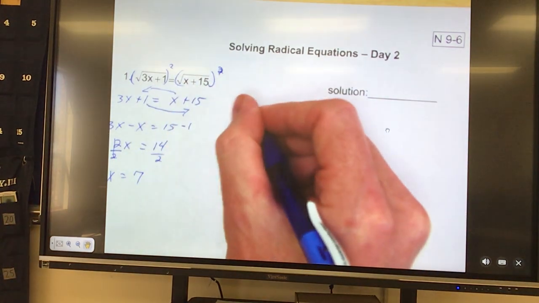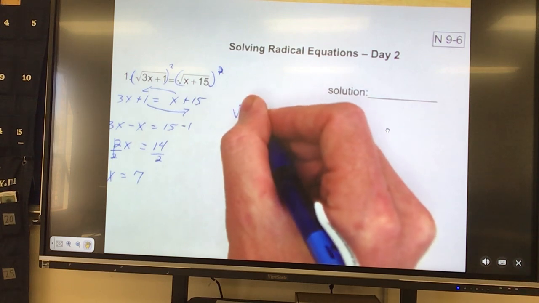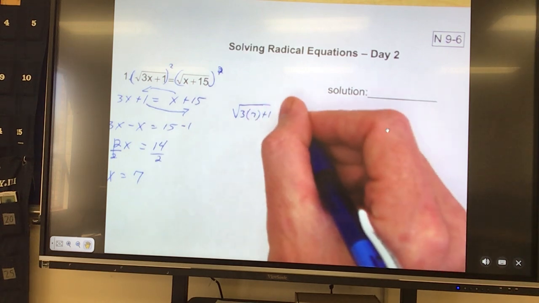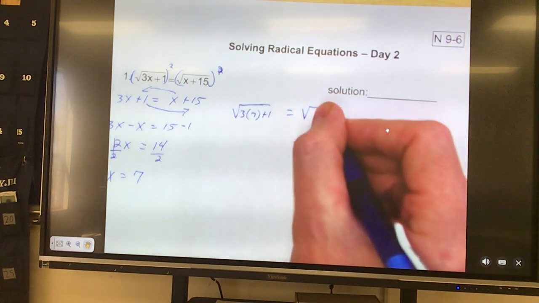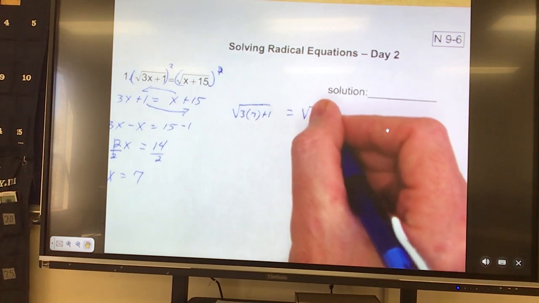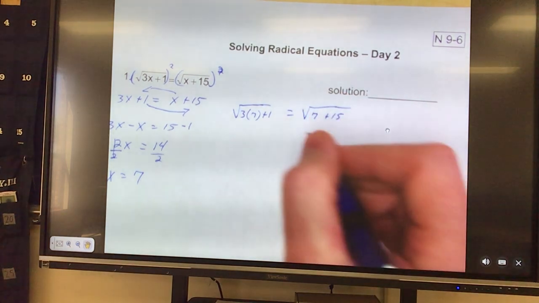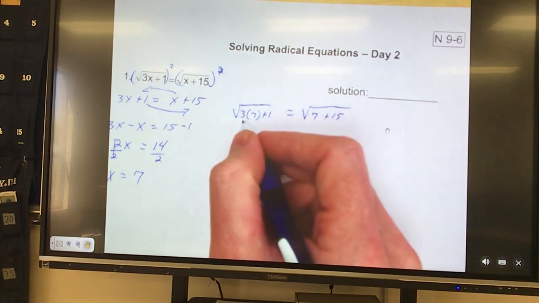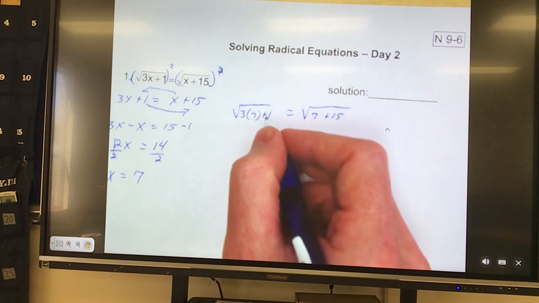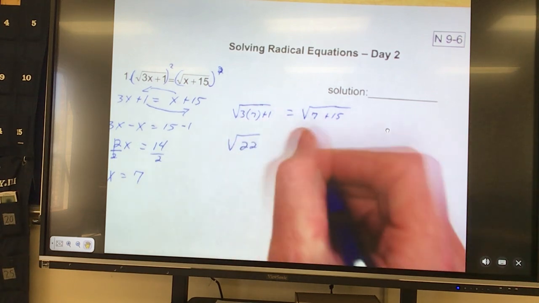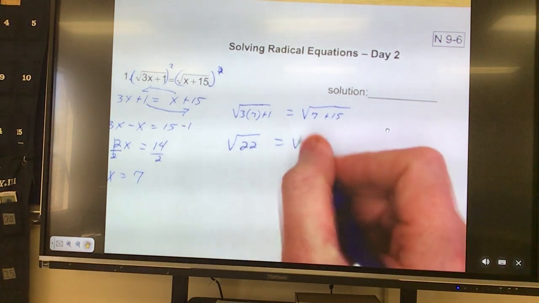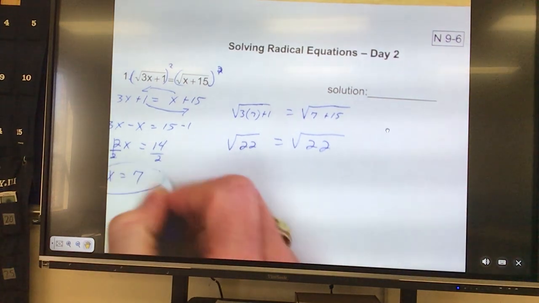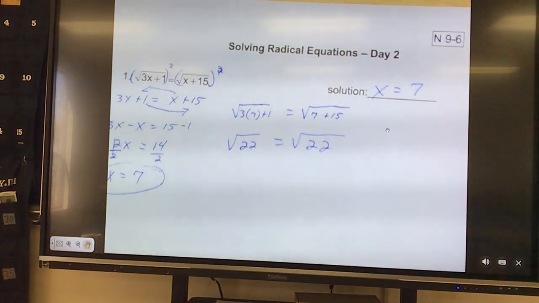So we're going to start with our original equation. 3 times x, which our x was 7, plus 1. And we want that to equal whatever is underneath the square root on this one, which is x, which is 7 plus 15. We can either use our calculator or do simple math underneath, but that's 3 times 7 is 21, plus 1 is 22. And underneath over here, we have 7 plus 15, which is 22. Sure enough, they are equal, so 7 is my solution.